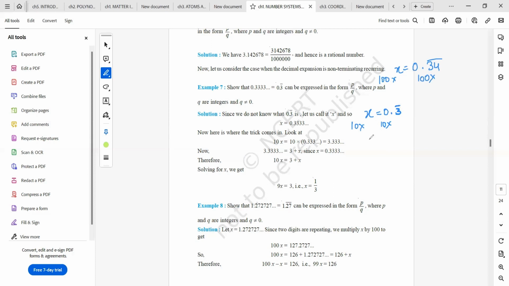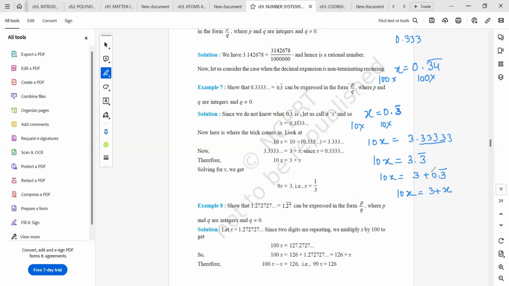If you multiply x with 10, this will be 10x. Multiply 0.333 with 10, it will become 3.3333. Right? So we multiply 10 with both sides. So 10x is equal to 3.333, again recurring. I can write this down as 3 plus 0.333, which is x. So this is 10x is equal to 3 plus x.